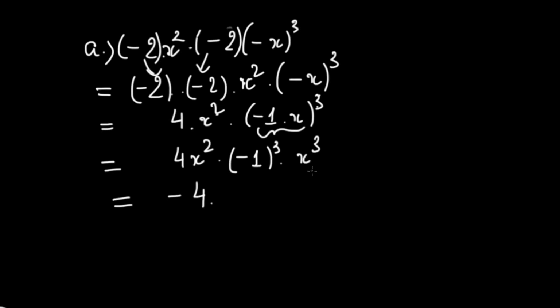x squared times x to the third, you have x raised to the 2 plus 3, because you see x here is the base and 2 is the power. x here is the base and 3 is the power. So when we multiply two exponents together, we keep the same base and then we add the powers together. Equal negative 4 times x to the fifth.